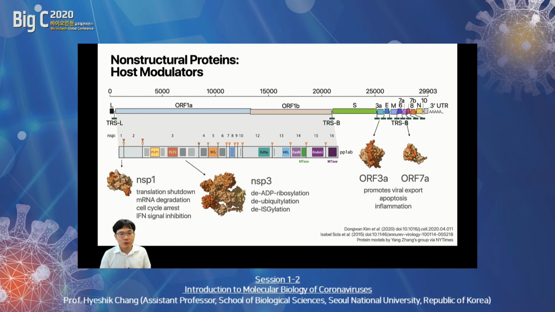And there are ORF3A and 7A, and 7A helps the virus exit the cell. They make holes in the cell membrane, induce apoptosis and cause inflammation. So there are those that help the virus to escape once everything is done.